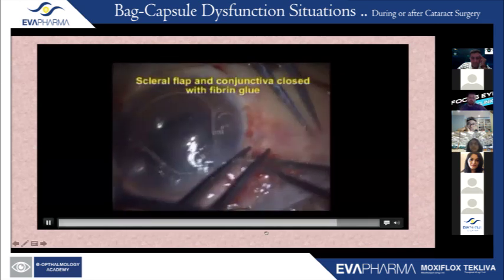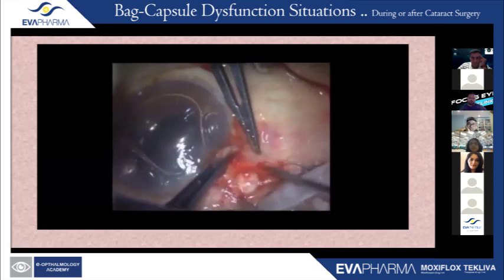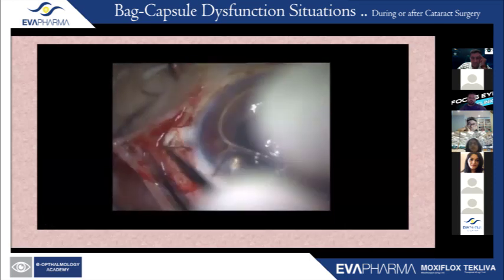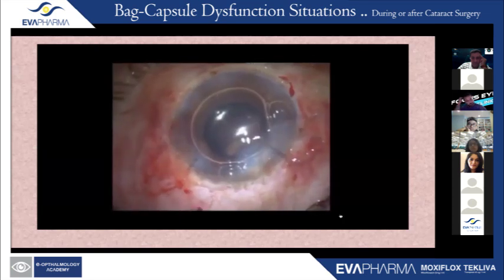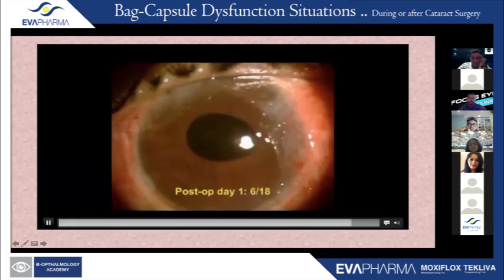Close the scleral flap, of course, and also the conjunctiva with glue, fibrin glue on both sides. So that's the end of the case. I'll show you the post-op. This is post-operative day 1 appearance.